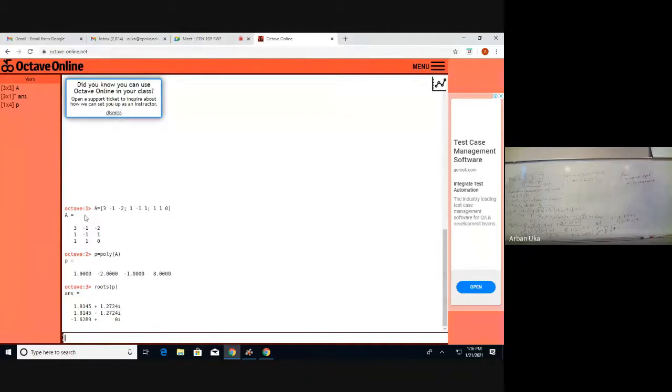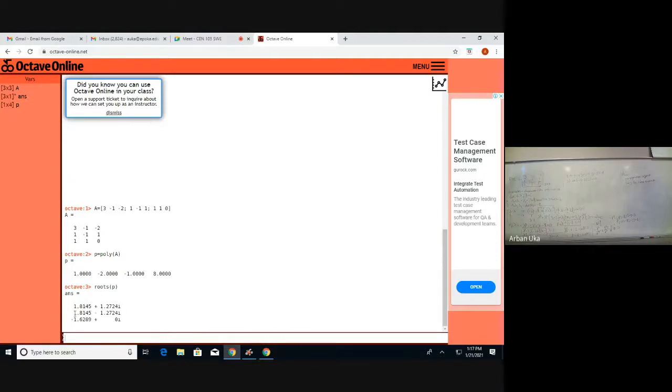So, this is the matrix we are working on. P equal to poly A would give the coefficients of the third order polynomial. This is lambda cubed, this is lambda squared, this is lambda to the power 1, and this is lambda to the power 0. So from the roots of this polynomial, we can obtain these 3 eigenvalues, where the first one is a complex number.